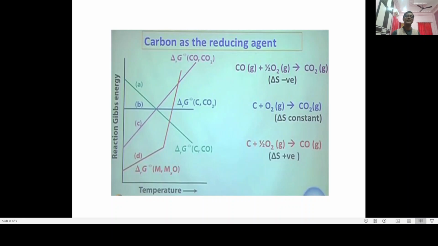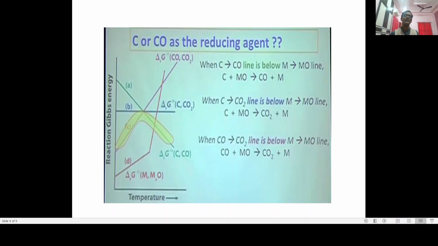Next, how carbon acts as a reducing agent. There are reactions A, B, C, D. You can find that for carbon forming carbon dioxide, delta S is nearly zero, and for carbon forming carbon monoxide, delta S is positive. So the reaction gives free energy that decreases with temperature, so carbon can act as a reducing agent.